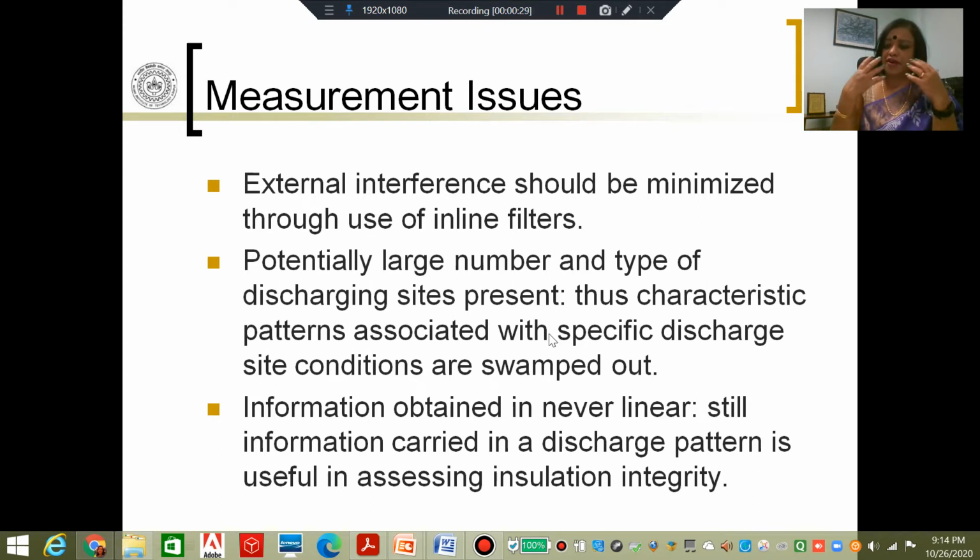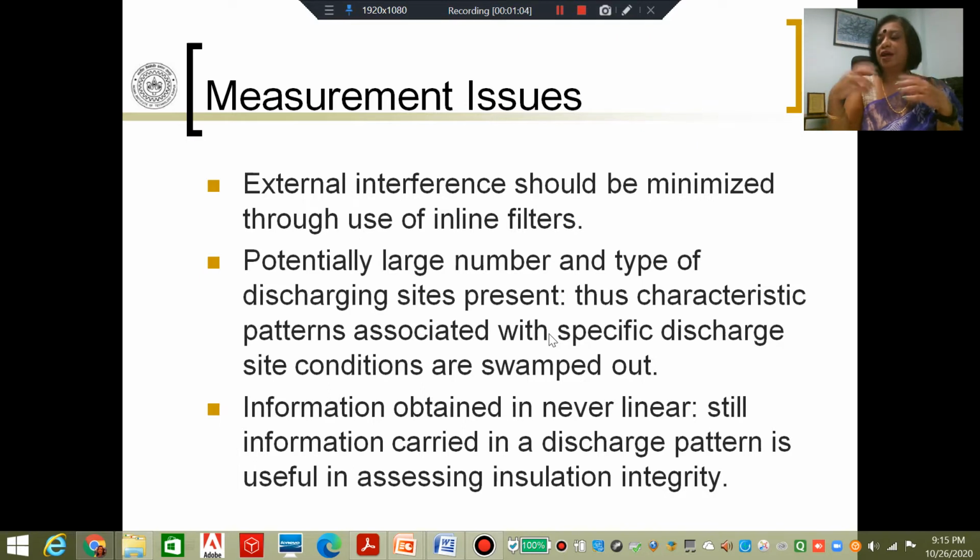So there is a lot of external interference even under lab conditions, and under field conditions this can be quite unviable. So what we first and foremost need to do is minimize external interference through the use of inline filters. The other problem is that we cannot guarantee that when partial discharge happens, it will happen at only a single location. When we talk about the characteristic signature of a particular kind of discharge, this relates only to when we have a single discharge.